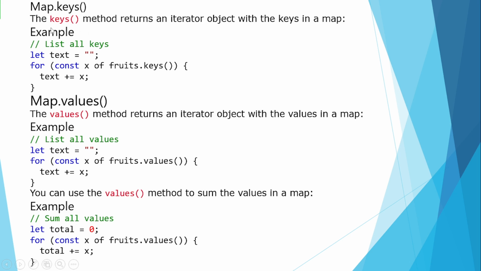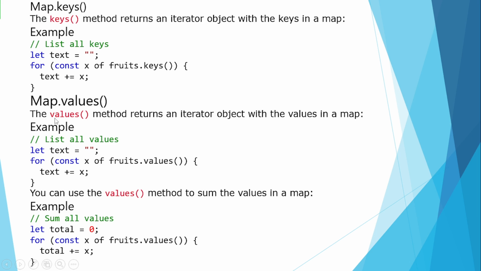Map.keys. The keys method returns an iterator object with the keys in a map. Whatever keys are present in our map will be returned by using the keys method. List all keys. For example, if you want to list all the keys present in our map, you can use the keys method by using fruits.keys.